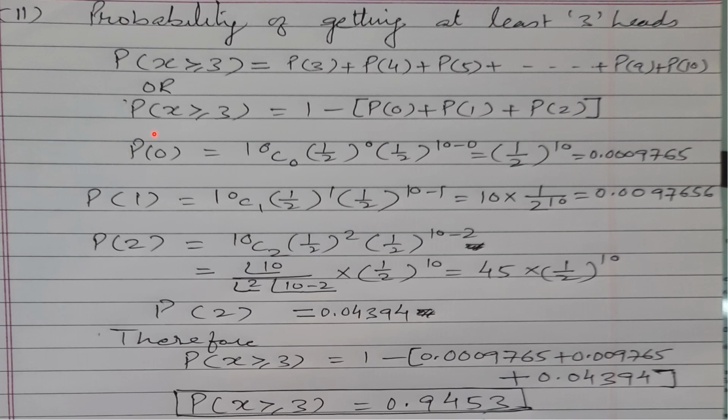To calculate the probability of getting at least 3 heads, we will use this relation and put the values of P0, P1, P2 in it. And we will get probability of getting at least 3 heads as 1 minus probability of getting 0 head plus probability of getting 1 head plus probability of getting 2 heads. And it will be 0.9453.